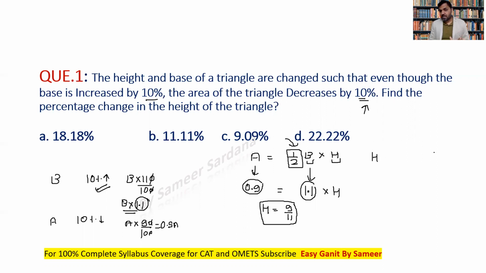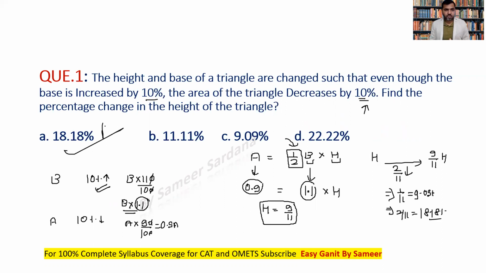Now, when I'm multiplying the height by 9 by 11, am I decreasing it or increasing it? Obviously, I'm decreasing it. Now, by what factor are you decreasing it? You are decreasing it by 2 by 11. Now, what is the percentage of 2 by 11? We know that 1 by 11 is 9.09%, right? So 2 by 11 would be 18.18%. So A would be the correct answer to the question, guys. This is the correct answer, right?